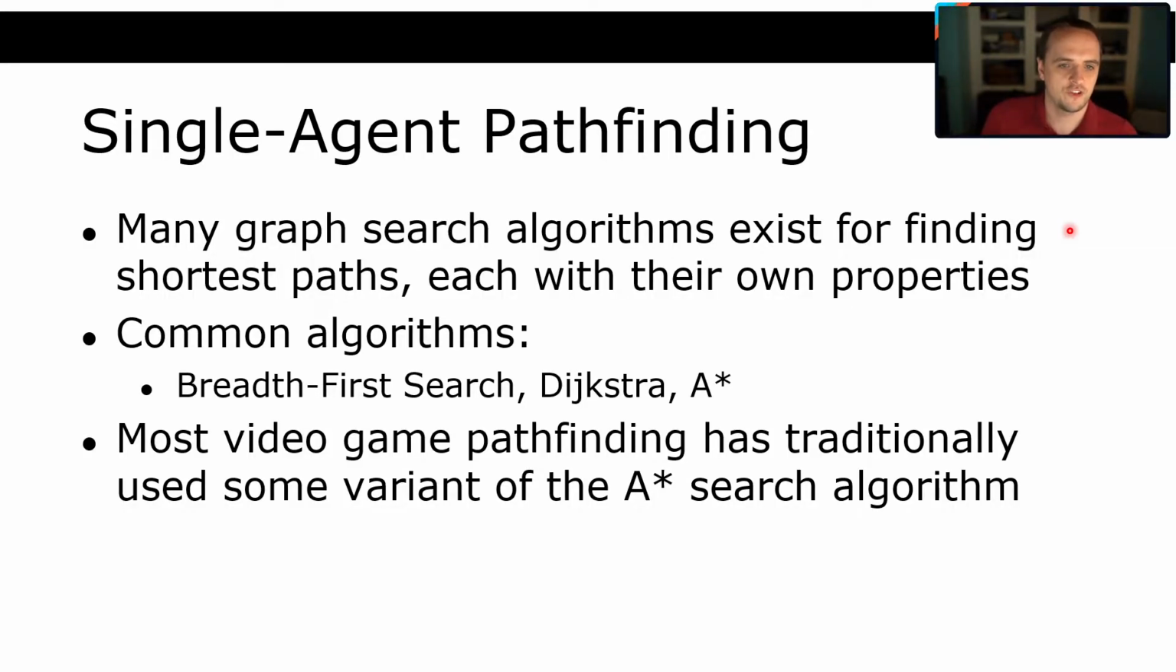So many graph search algorithms exist for pathfinding shortest paths. There's lots of them, each with their own properties. Very commonly, we may have something like breadth first search, which you could use if you have a very simple environment. You have Dijkstra's algorithm, which I'm sure you've talked about in a previous algorithms course, or you could have the A-star algorithm. Most video game pathfinding has traditionally used some variant of the A-star algorithm.